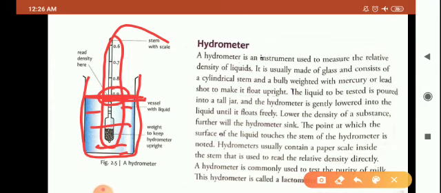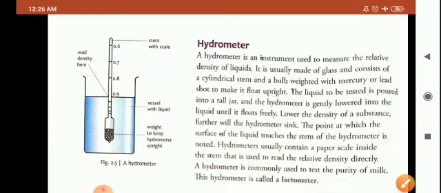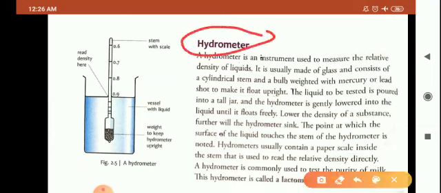Okay. Now one more thing, children. Here with the help of this hydrometer, we can directly determine the relative density. Reason, it has a paper scale. You can see this graduated. Graduated means it has a marking. Okay, graduated scale, paper scale inside that stem, which helps us to record the relative density of the liquid directly.